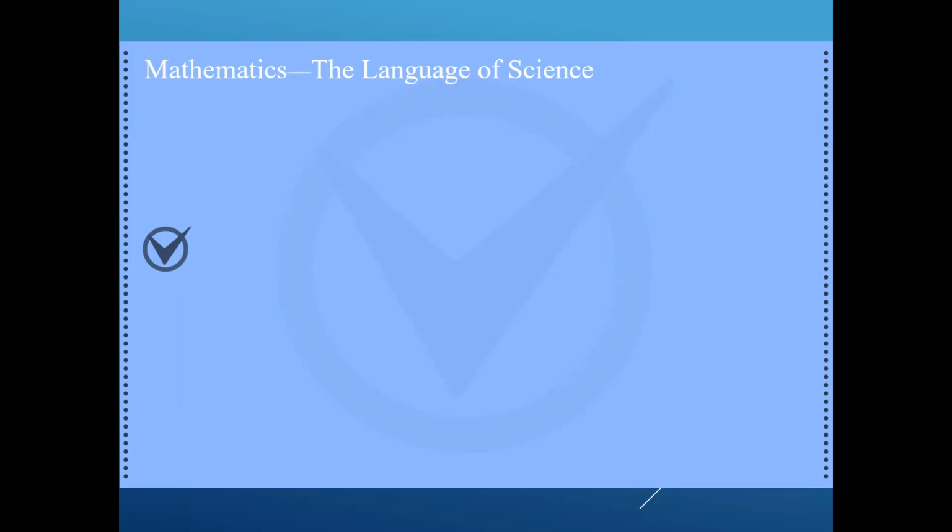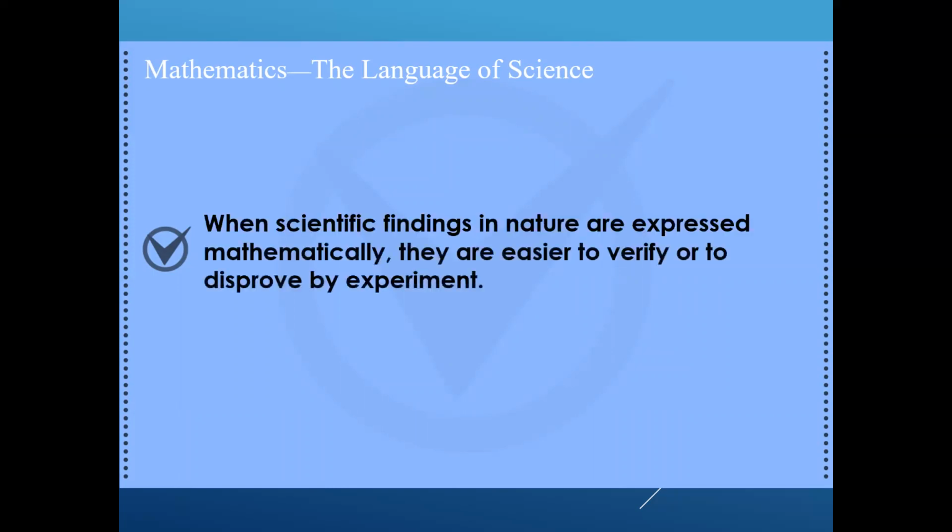But one thing I want you to know about this math being the language of science: when scientific findings in nature are expressed mathematically, they are easier to verify or to disprove by experiment. This is where our data becomes very important, okay? You need the numbers, you need the math to show actual differences or changes.